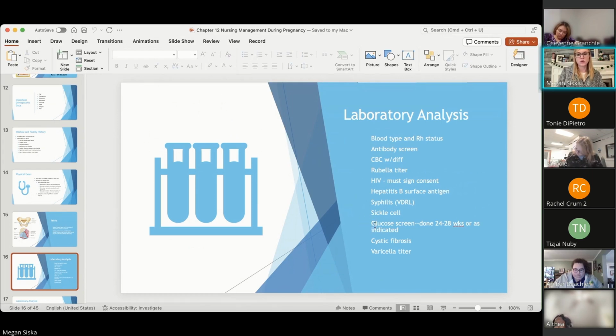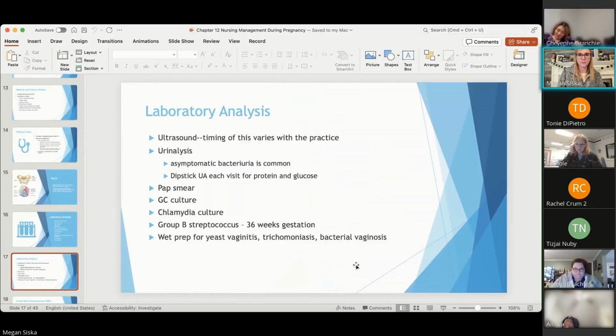A glucose is not done until 24 to 28 weeks. I think I have a different slide for that, but that's not one of your initial labs. Cystic fibrosis, that's one of those optional genetic screenings. Once again, the genetic makeup of this baby has already been determined, but some people do like to be screened for genetic disorders afterwards. And then varicella, has she already been exposed to chickenpox prior to pregnancy or not?